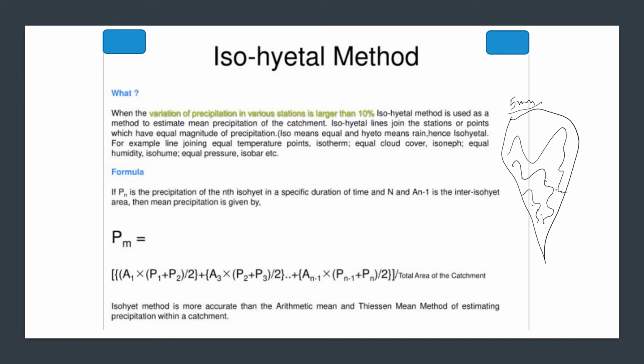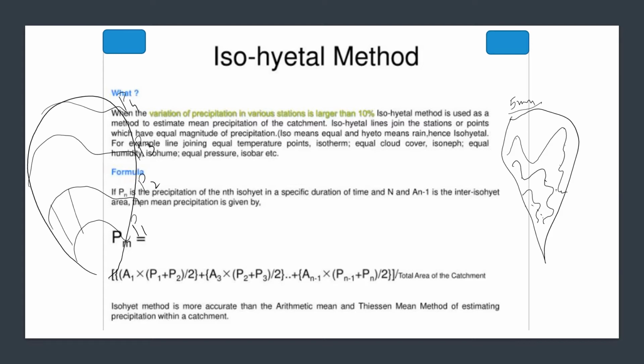So generally, if this is the watershed, then the isohyetal lines are like this. This line represents one precipitation, this line represents another precipitation, this is another, this is another. You can note that this P1 and P2 is bordering an interhyetal area. The area bordered by isohyetal lines is known as the interhyetal area. So this is that area. This area is bordered by the lines which represent the precipitation P1 and P2.